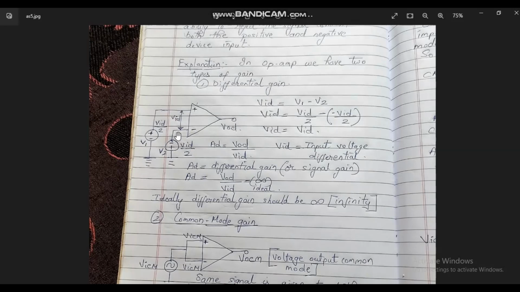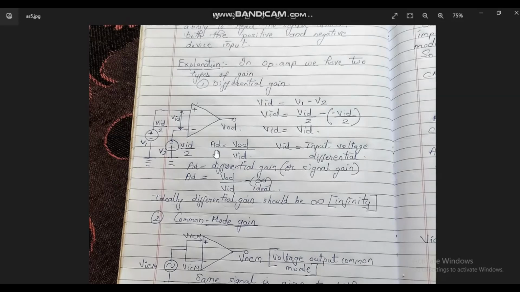So an op-amp is a differential amplifier and it amplifies the difference between the two inputs. Now what is the difference between the two inputs? VID. VID is equal to V1 minus V2. V1 is equal to VID by 2, and V2 is equal to minus VID by 2 because the minus polarity comes upside. So when this gets added, it becomes twice VID by 2, and VID is equal to VID.